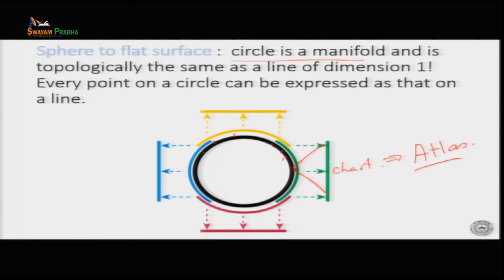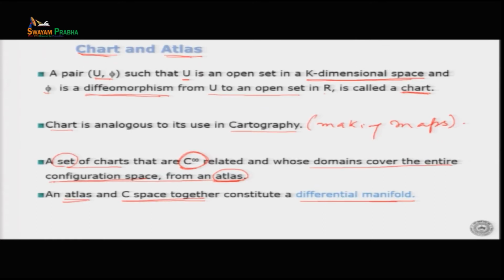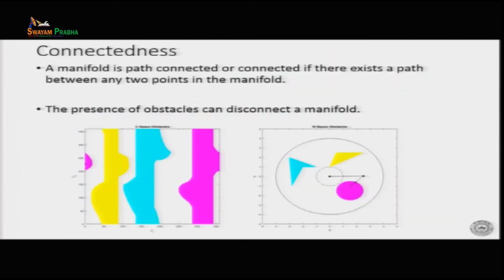Now, if you want to represent it, we can represent it as maps, and the continuous collection of maps is what we call the atlas. And an atlas and C space together constitute what we call a differential manifold. So, this gives us a definition of a manifold, and C space is actually a manifold. Now, a couple more terms before we proceed.